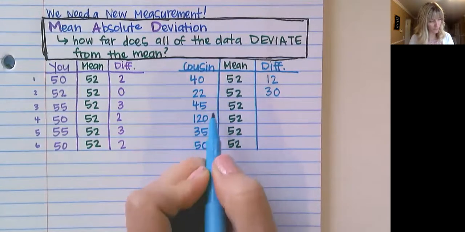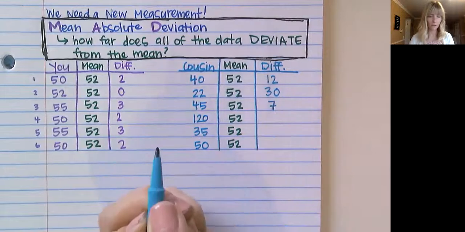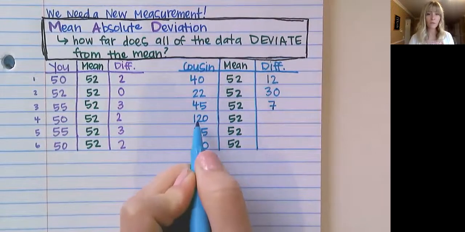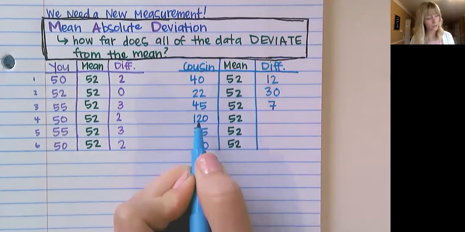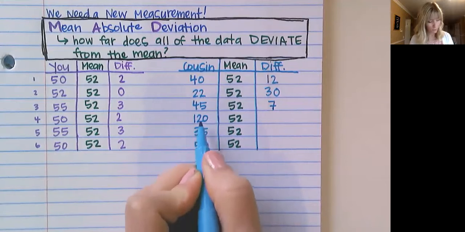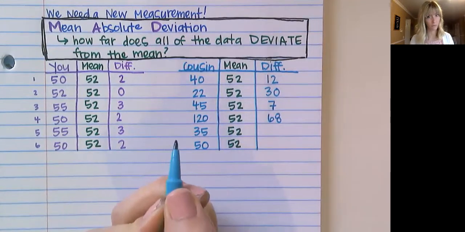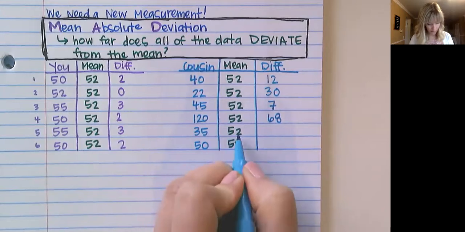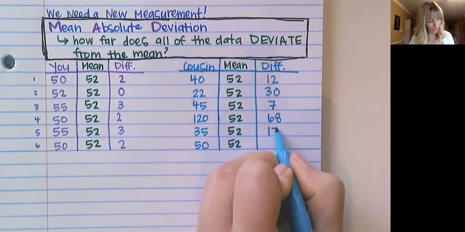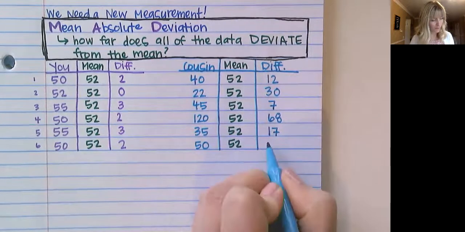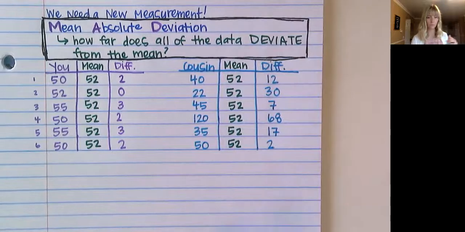But when it comes to the MAD, we don't worry about any of the negatives. 45 minus 52 is -7. Drop the negative. This is the only month your cousin was actually above the mean. 120 minus 52 is 68. They were way far off from the mean on that one. 35 minus 52 is -17. Drop the negative. And 50 minus 52 is -2. Drop the negative. Okay. This is not even the MAD officially yet.